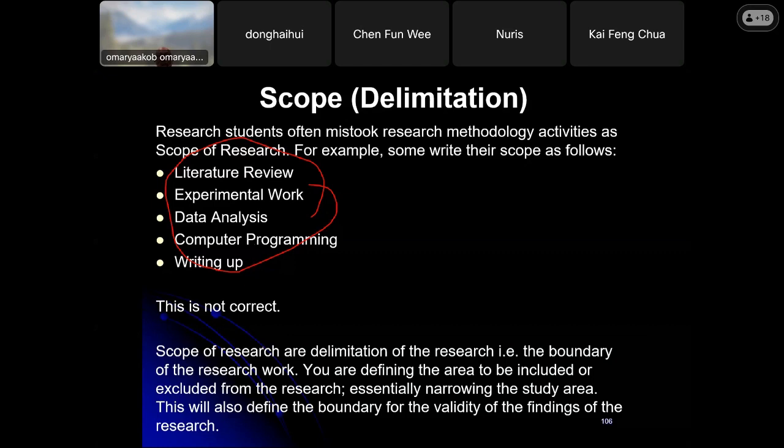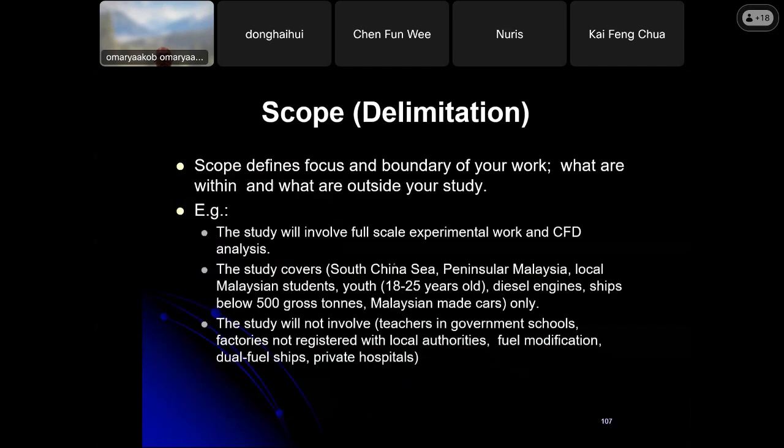Okay, so scope is actually the delimitation or focus or boundary of the research work. You define the area to be included or excluded from research, essentially narrowing the study area. This also defines the boundary for validity of the findings of the research. So we see an example. Scope defines focus and boundary of your work. What is within and what is outside your study.